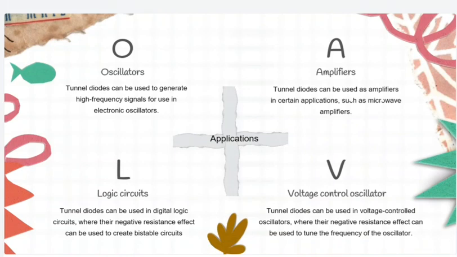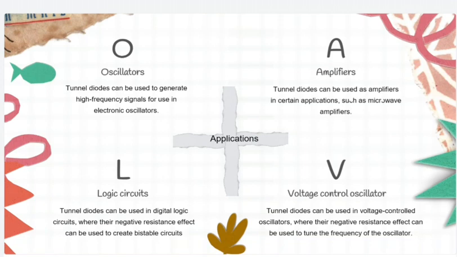Applications of tunnel diodes. Tunnel diodes have a number of applications, including oscillators. Tunnel diodes can be used to generate high-frequency signals for use in electronic oscillators. Amplifiers. Tunnel diodes can be used as amplifiers in certain applications, such as microwave amplifiers. Logic circuits. Tunnel diodes can be used in digital logic circuits, where their negative resistance effect can be used to create bistable circuits.